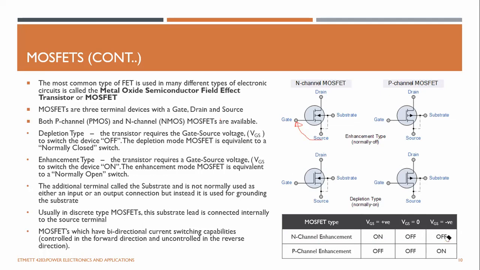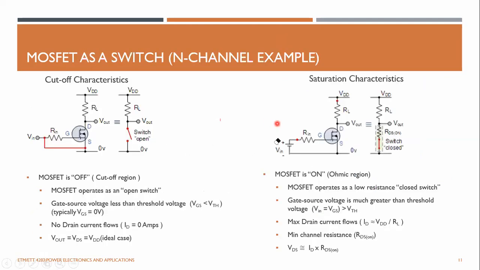For the P type, a positive voltage across the gate and source will turn the device off, and 0 volts also leads to off. But if you provide a negative voltage across gate to source, the device turns on. So you always need to have negative voltages when it comes to P-channel MOSFETs. Right, so this is an N-channel type MOSFET example.